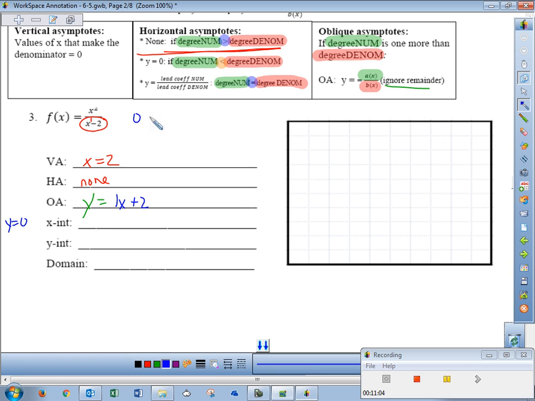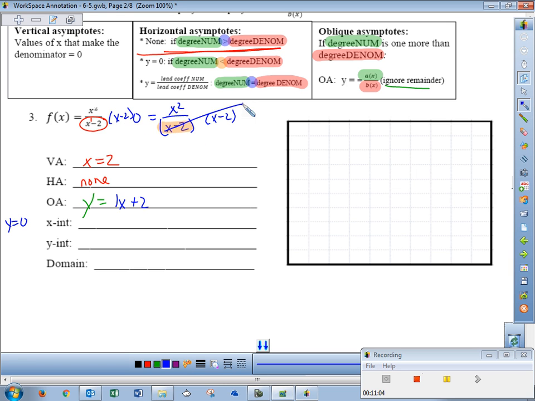0 equals x squared over x minus 2. See this f of x? It's the same thing as y, right? I'm going to let y equal 0. And what I want to do is solve for x. I want to solve for x. So I don't care what this is. I would probably multiply both sides by that denominator first to clear the fractions, right? So if I multiply both sides by x minus 2, just watch this.